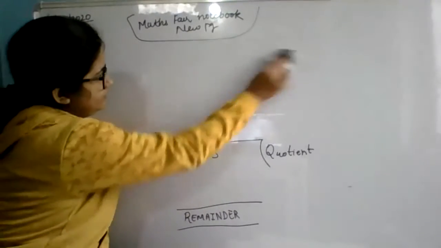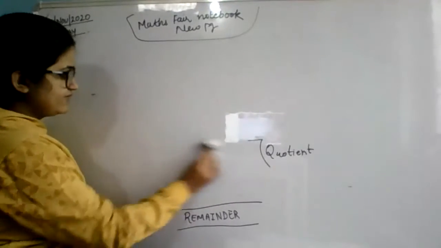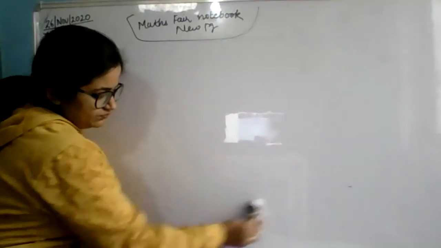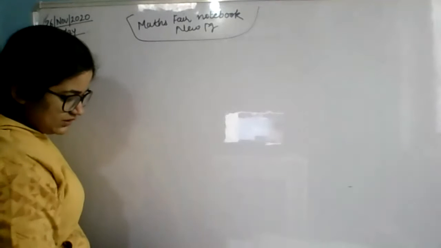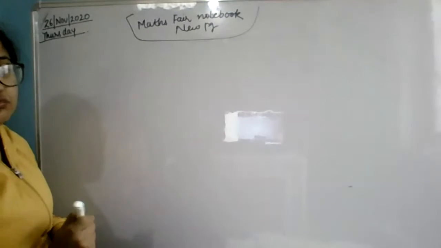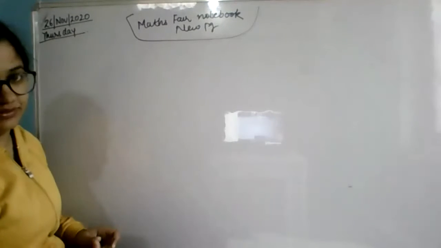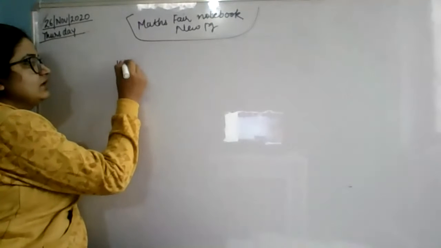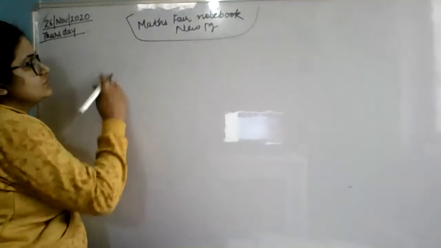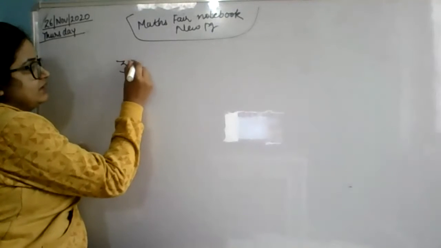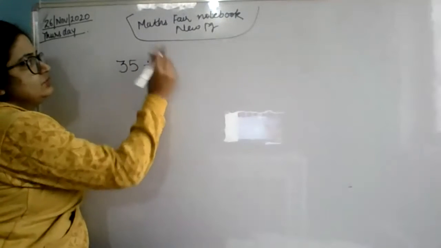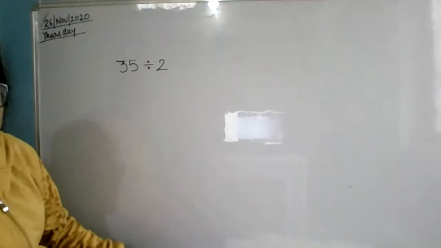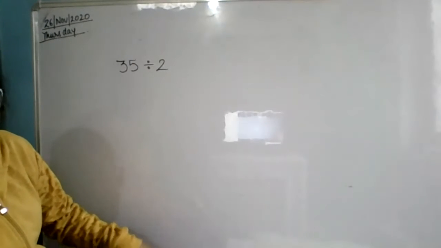So we are going to start some difficult questions now, not the easy test I gave you. How to do division by the long division method. Suppose you can solve the easy questions, but how to solve something like 35 divided by 2. Do not write anything. Just look at the board. You have to divide 35 by 2.